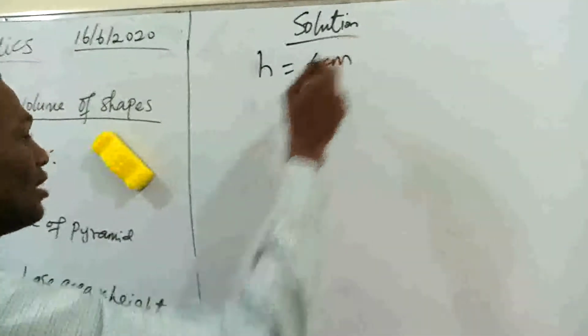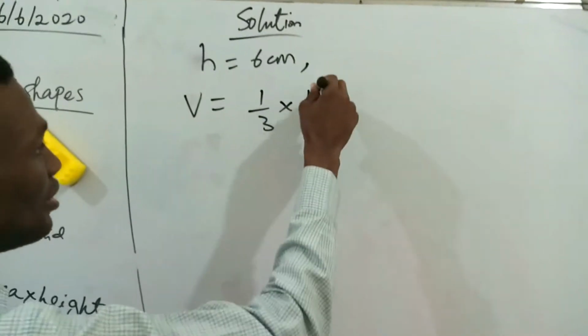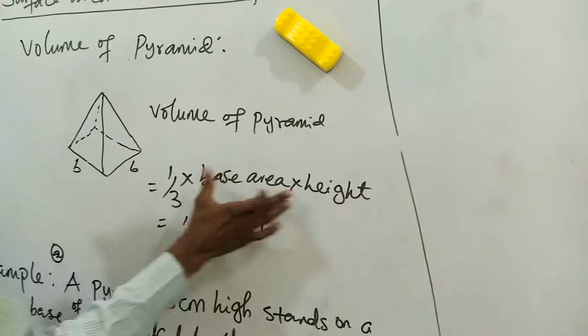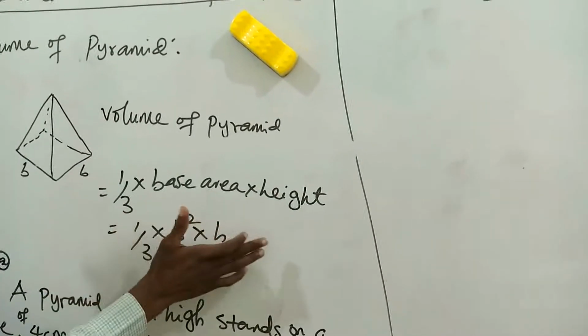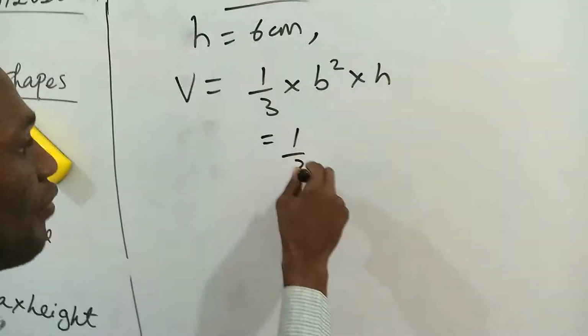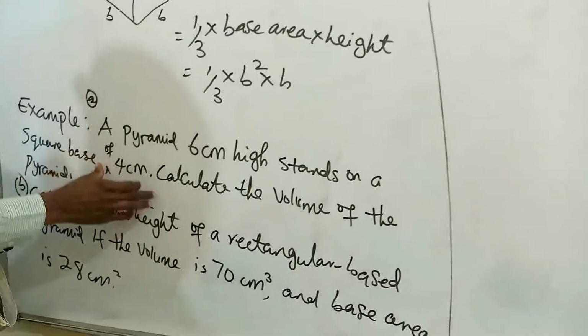On the first one, the pyramid is 6 cm high. The height is 6 cm. It stands on a square base of 4 cm. Its volume equals 1/3 times base area times height. From here we have 1/3 times b squared times height, where our b here is 4 cm. We have 1/3 times 4 squared times height, because we are told that it stands on a square base of 4 cm.